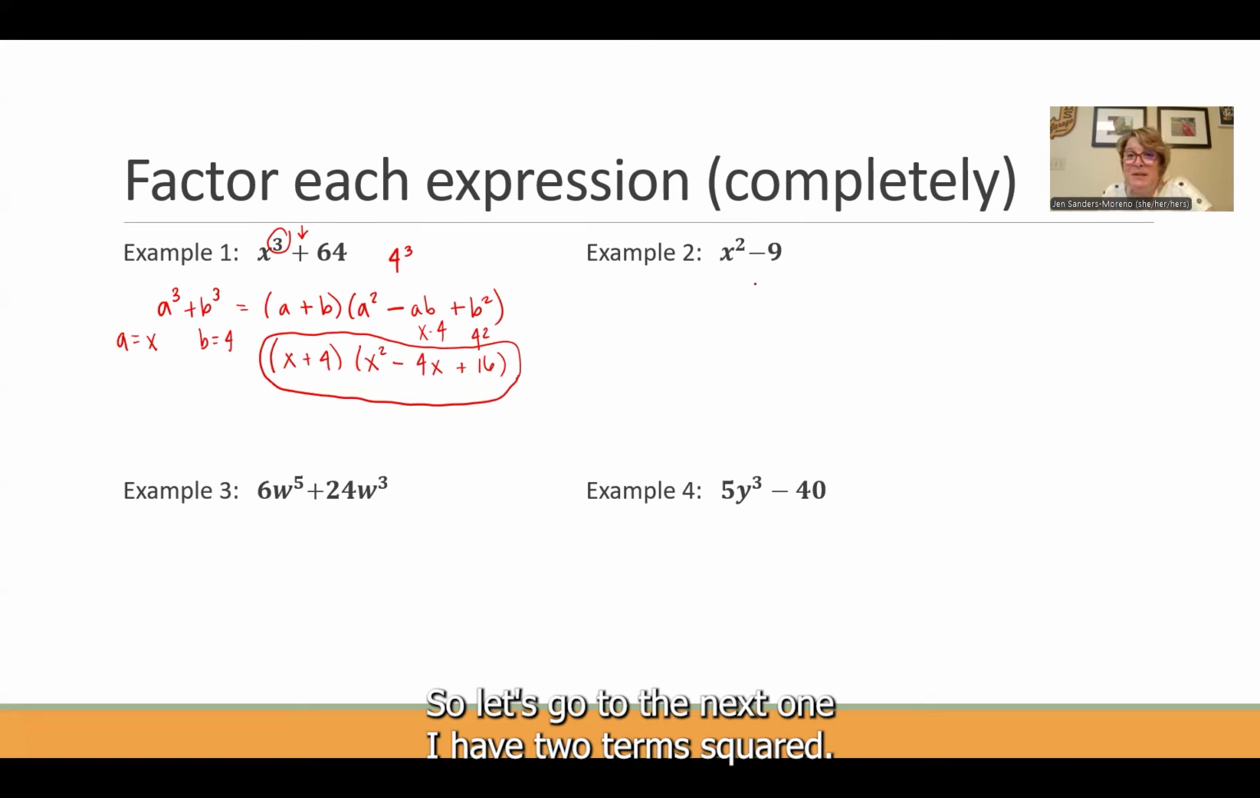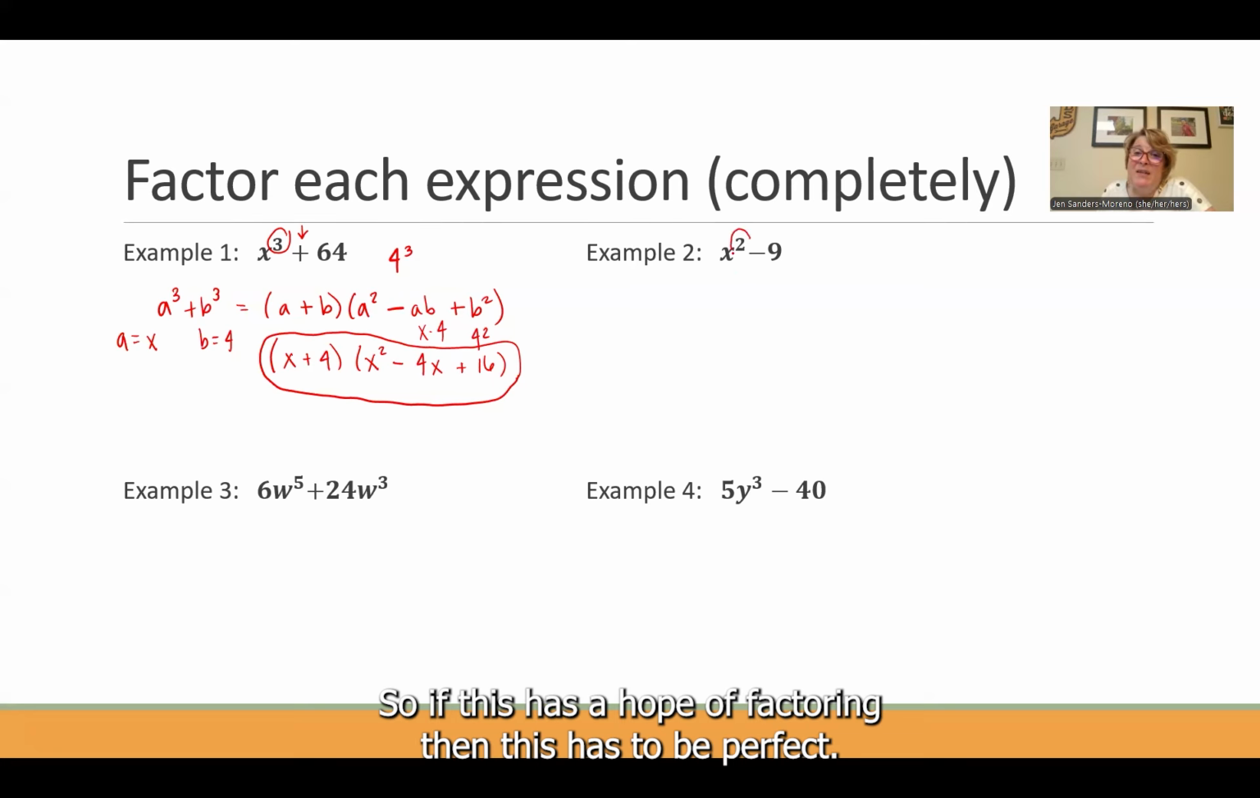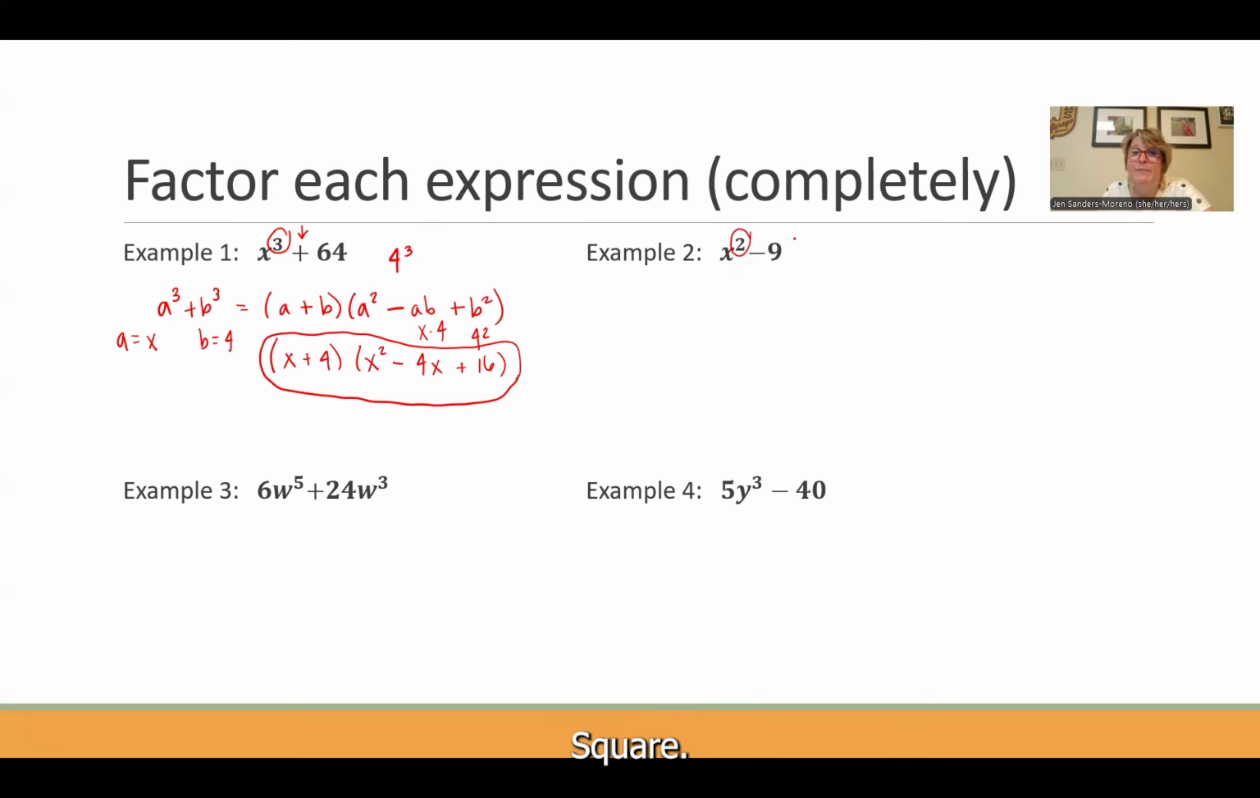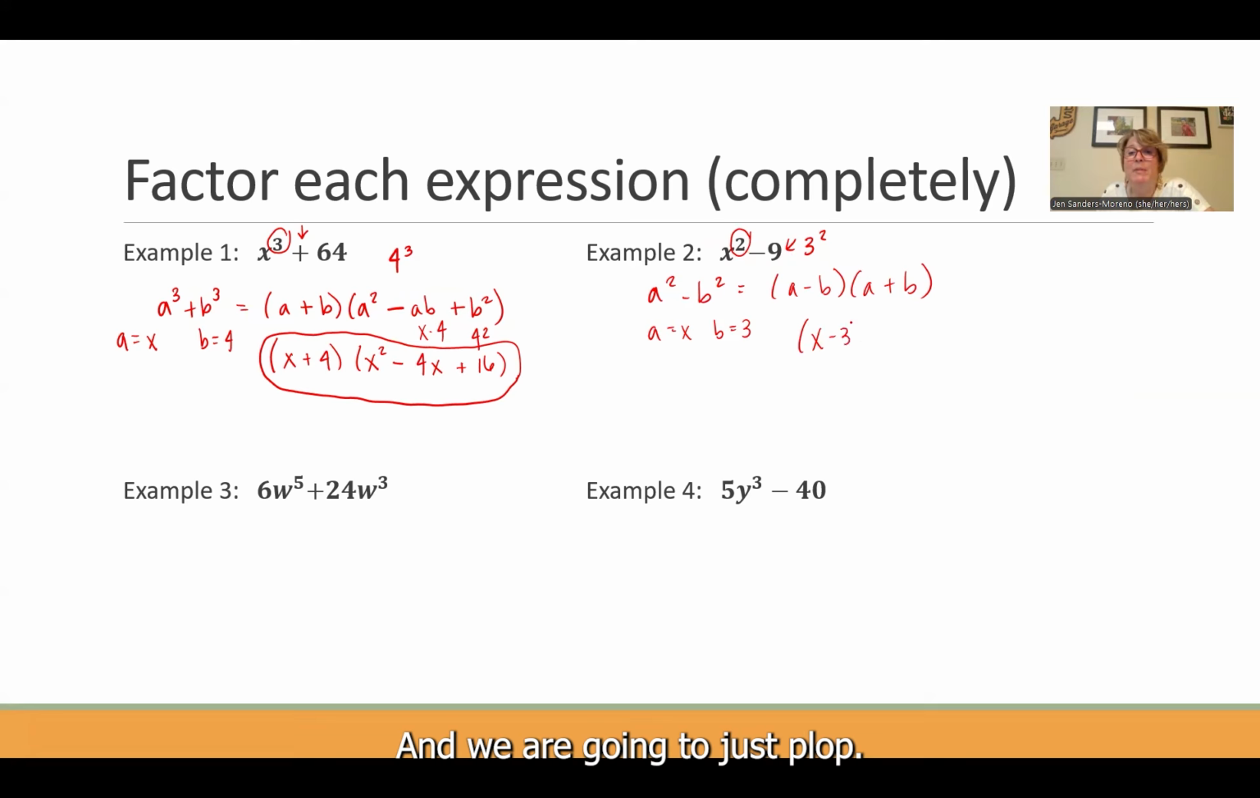I have 2 terms. Squared. So if this has a hope of factoring, then this has to be a perfect square. Okay. So what I've got going on here is this is the a squared minus b squared. A minus b, a plus b, boom. A is x, b is 3, and we are gonna just swap it in and call it good.